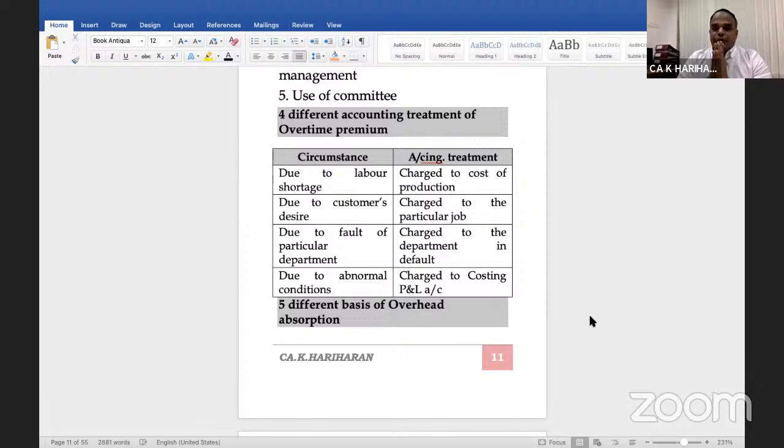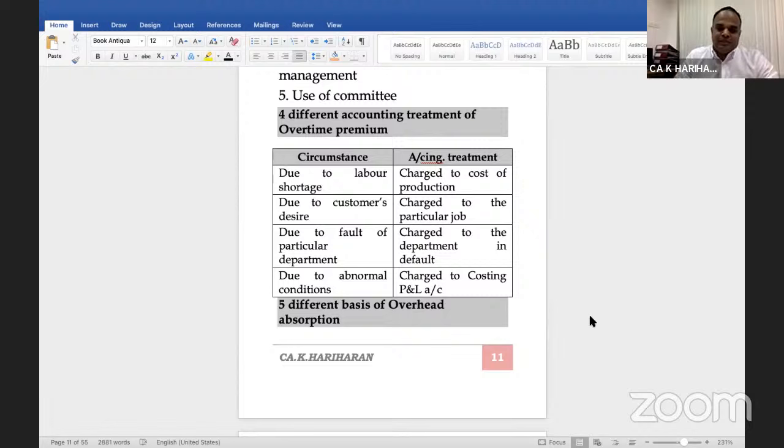Due to the customer's desire, we have to charge it to the particular job itself. Customer wants it urgently due to the Diwali season, or the day after tomorrow is my birthday. I am urgently asking to stitch and give the shirt. Then he has to work extra overtime, and I have to pay the excess amount. If it is due to an urgent reason, the customer has to pay.